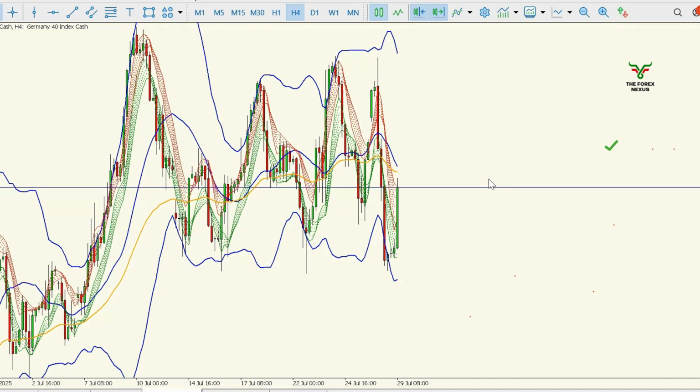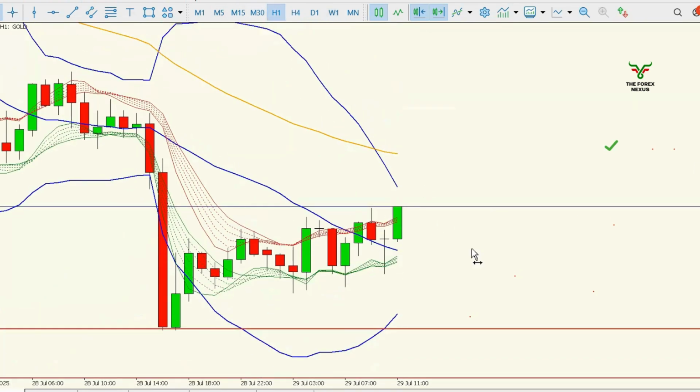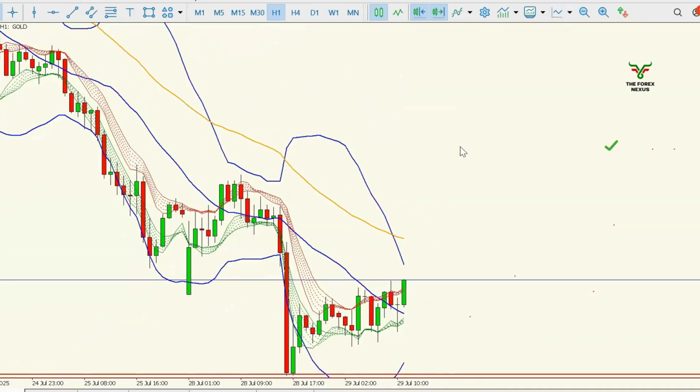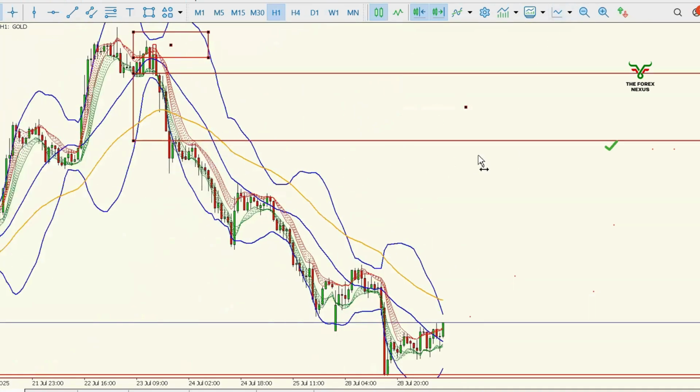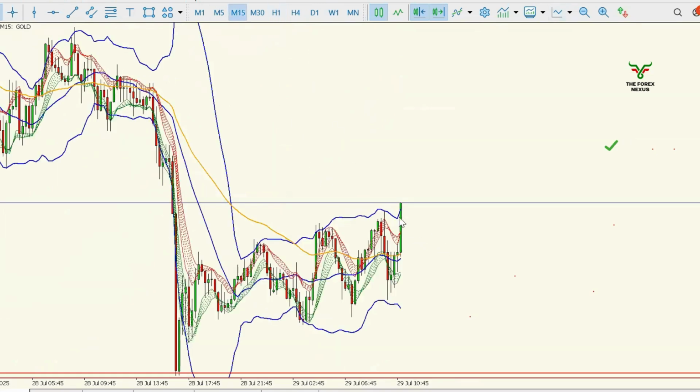Second example of fake CSD. Definitely, we have fake CSD. Last week it happened on the H1 time frame. So currently, if you see here on the gold time frame, we don't know, it's forming momentum, but wait for it.